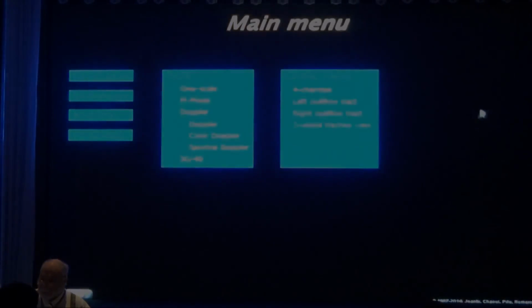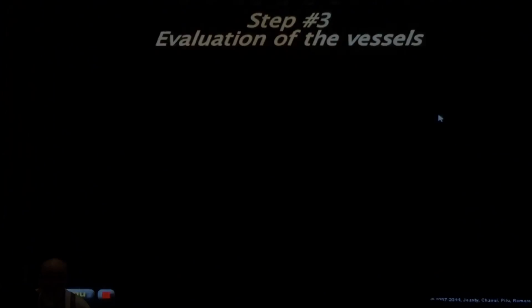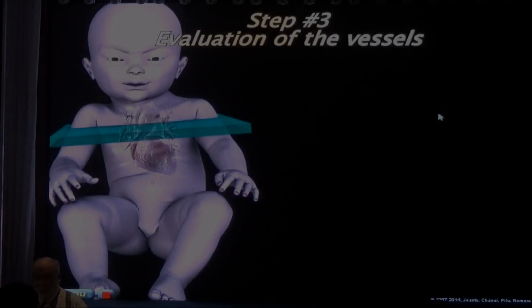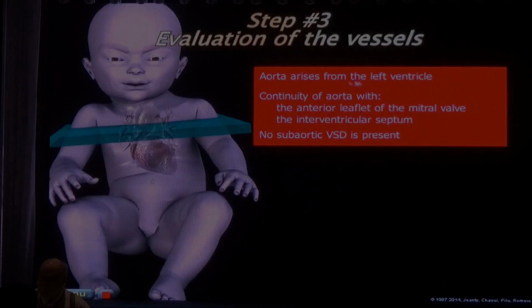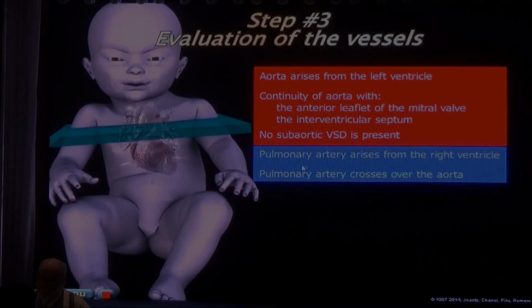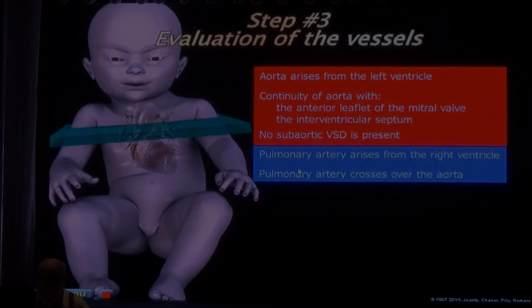Now, in step 3, we're going to be looking at the vessels, not far from the heart like we did in the first segment, but we're going to look at them right at the heart. And what we want to make sure is that the aorta is arising from the left ventricle. We want to see the continuity of the aorta, the anterior wall of the mitral valve, and the atrial septum. Remember, that's why we do the left atrial view. We want to make sure there's no subaortic ventricular septal defect. And then we look at the pulmonary artery, and you want to make sure it comes from the right ventricle, and it crosses over the aorta. Very important.